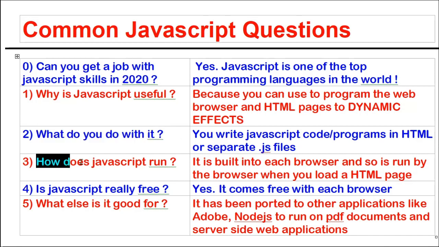How does JavaScript run? JavaScript runs in the browser. Whenever you go to an HTML page and it's downloaded from the internet, it can contain JavaScript code, which will be embedded in HTML, or it will be in a separate file, and that JavaScript code is run by the browser.